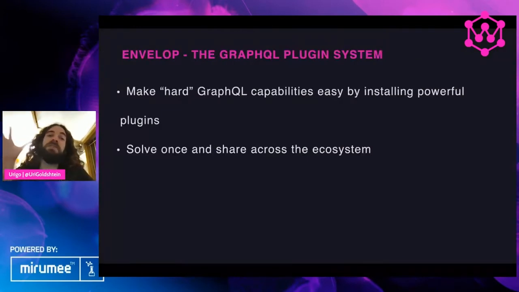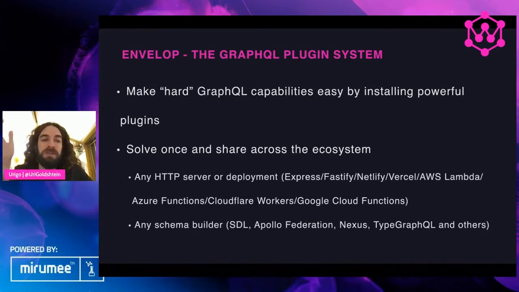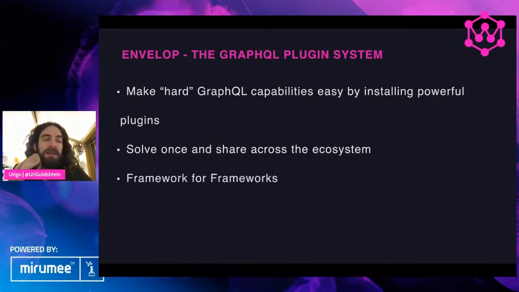So that was the first part of what Envelop has done. But then, again, all of these plugins could be shared across the whole ecosystem, because it doesn't matter if your server is using Express, Fastify, or you deploy it as Next.js functions, Next.js routes, AWS Lambdas, Cloudflare workers. You can still use the same code, you can still use the same plugins. So that was the core idea behind it. And the second thing, and this is a very core feature, is that it basically became kind of like the underlying framework of frameworks.